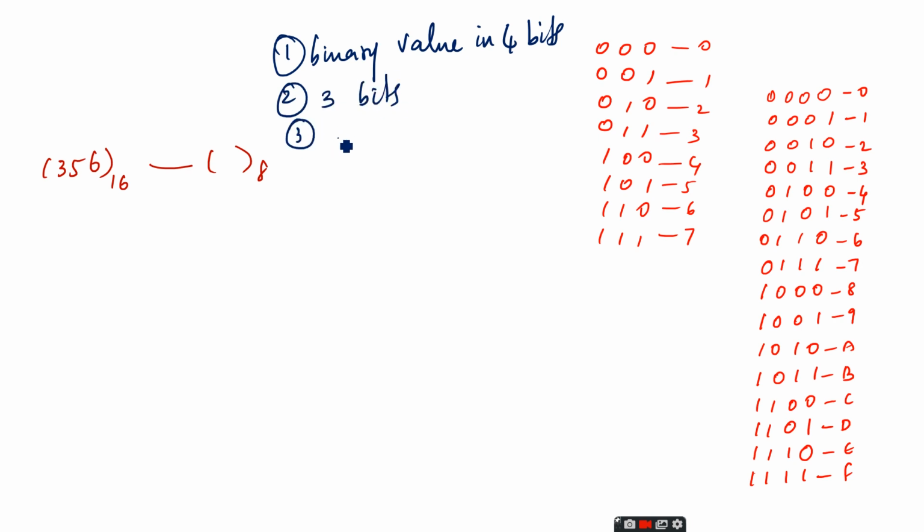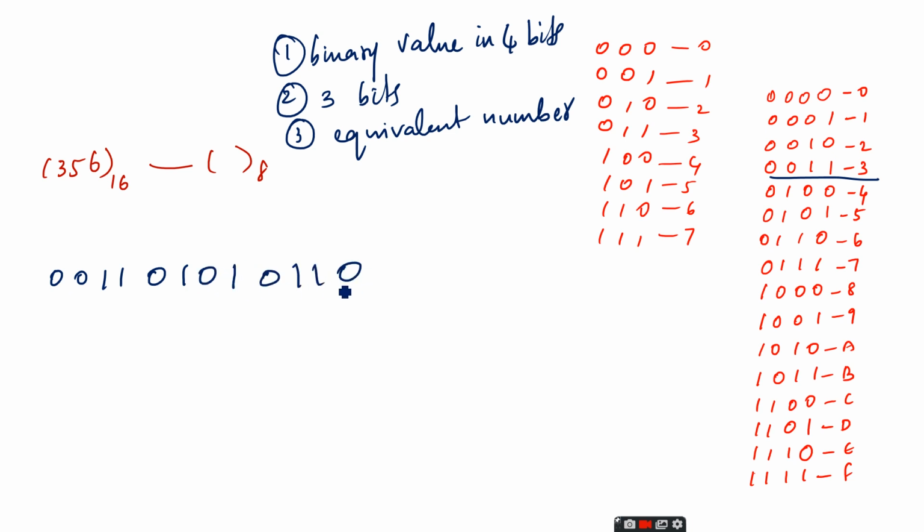After that, we have to group it in 3 bits. Then we have to write the equivalent number. So 356, this is the hexadecimal number, and we have to convert it into octal. So the value of 3 in hexadecimal representation is 0011. 5 is 0101. 6 is 0110.